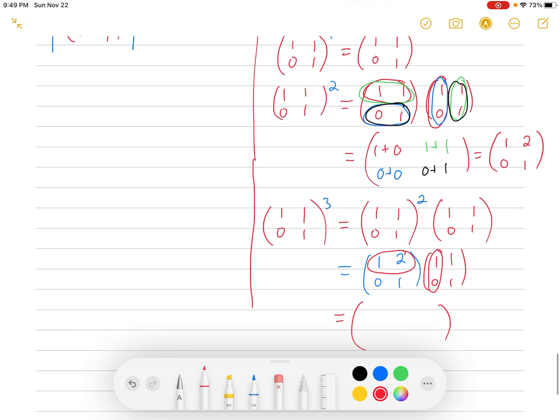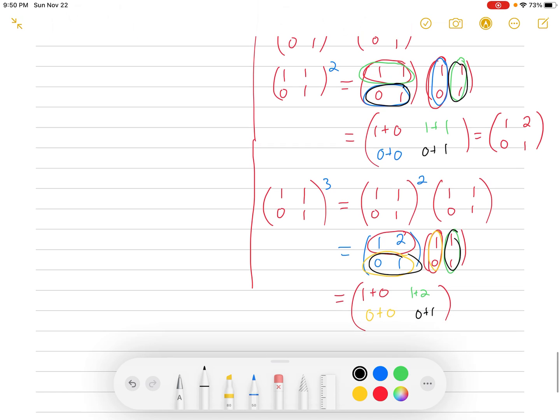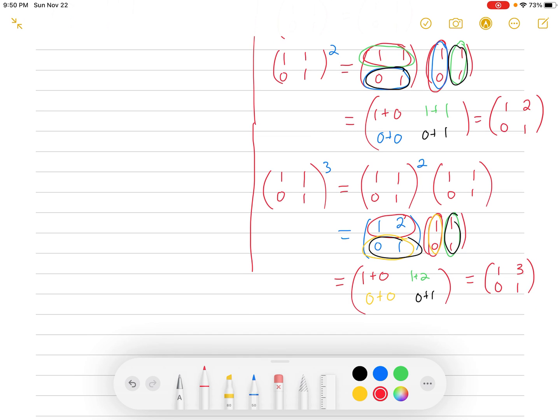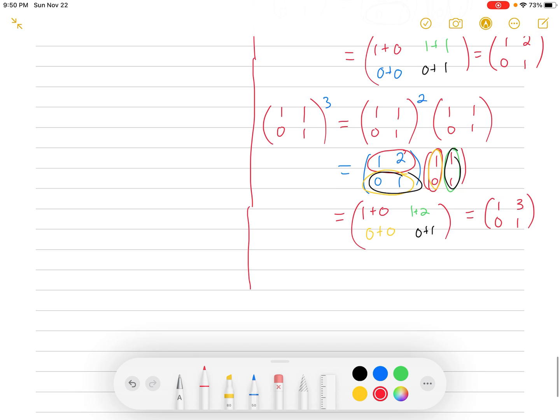Okay, let's do the first row, first column. You're going to get 1 plus 0. Let's do the first row, second column. You're going to get 1 plus 2. Let's do the second row, first column, you're going to get 0 plus 0. And let's do the second row, second column, you're going to get 0 plus 1. This all turns out to be 1, 0 in the first column, 3, 1 in the second column. So you're probably starting to catch a pattern. I don't know if you can see the pattern. We'll do one more.